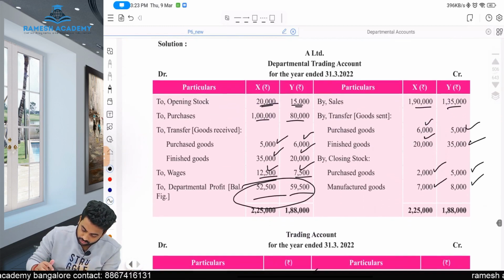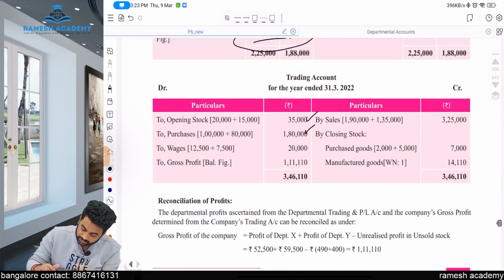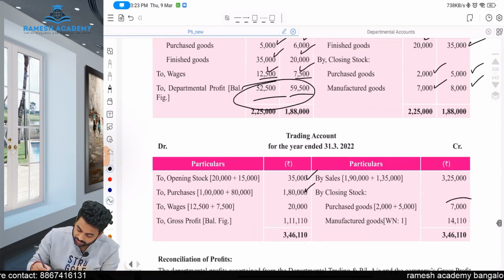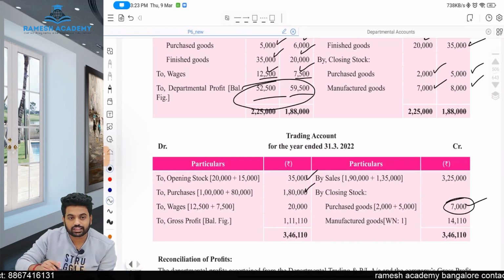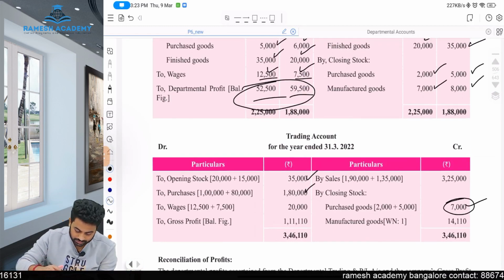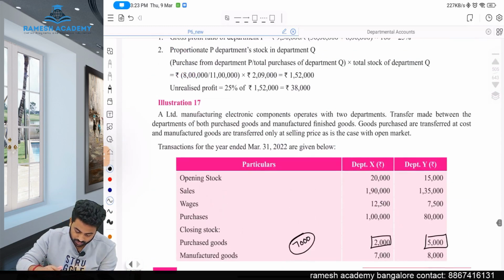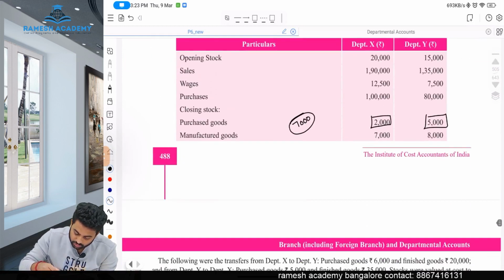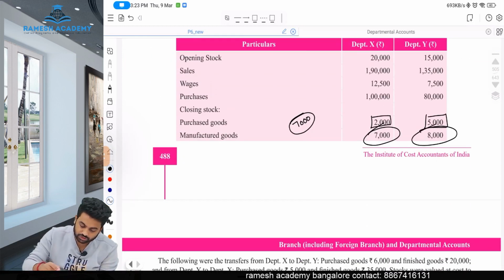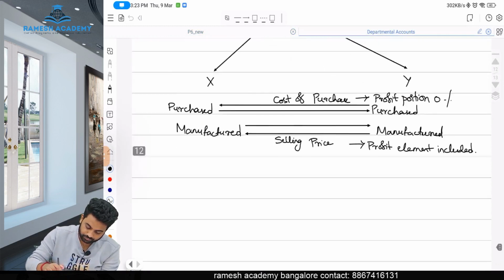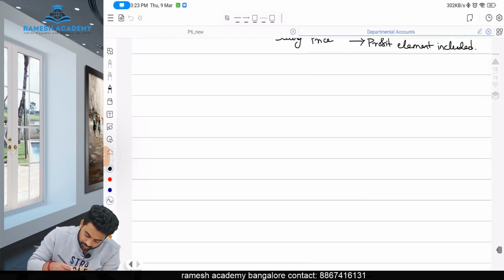So in the trading account, purchased goods, I take 7000 directly. Now, there are manufactured goods in the X department, and there are manufactured goods in the Y department, right? There are goods manufactured.